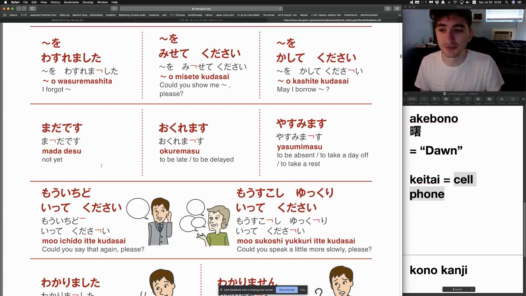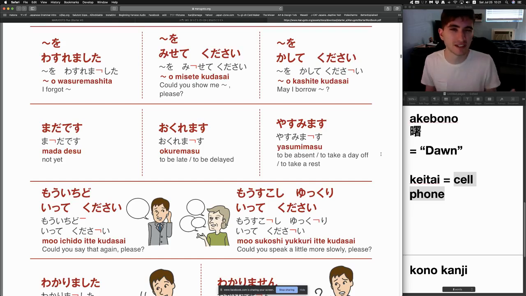This is a good phrase to just memorize. You will use it a lot. まだです. Not yet. If someone is late to class, you could use this verb, 遅れます, or they will be late. You call your friend and you say, I'm going to be late for class. 遅れます. What if you just won't go to class? You will be absent or you take a day off. 休みます.